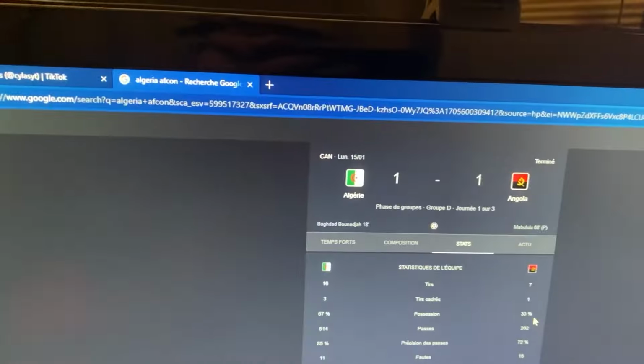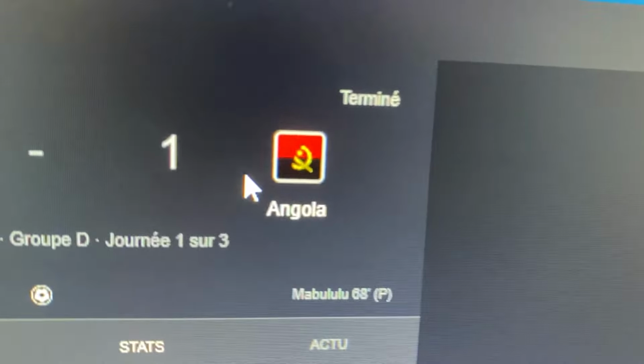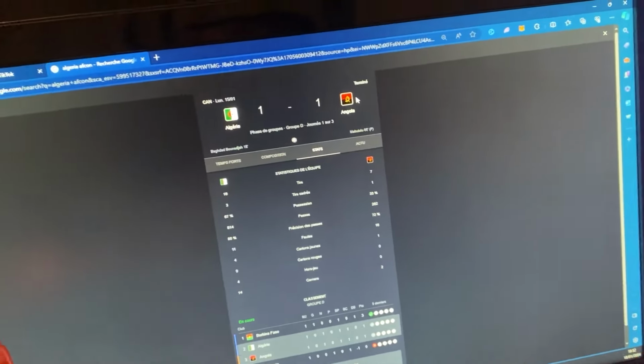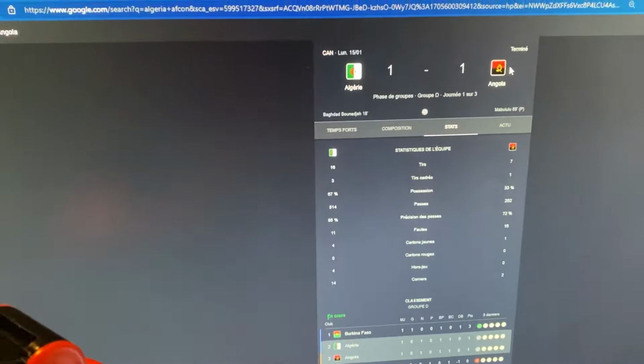Okay, I've got 1 bad news and 1 good news. So we're going to start with the bad one. As we can see, Algeria drew 1-1 against, I don't know, Angola, or I don't know how this country's name is said. So this means that if we don't win the next match during the AFCON, we get eliminated. The next match is in 2 days. So yeah, I hope that we win.